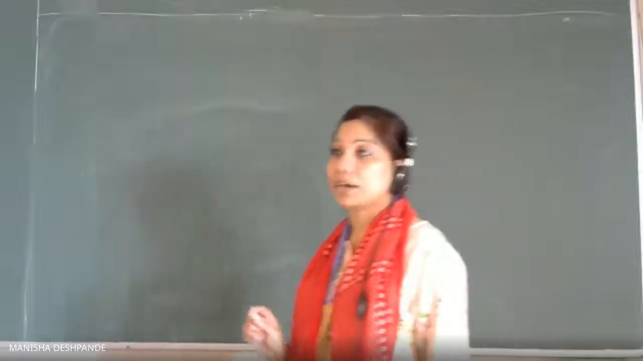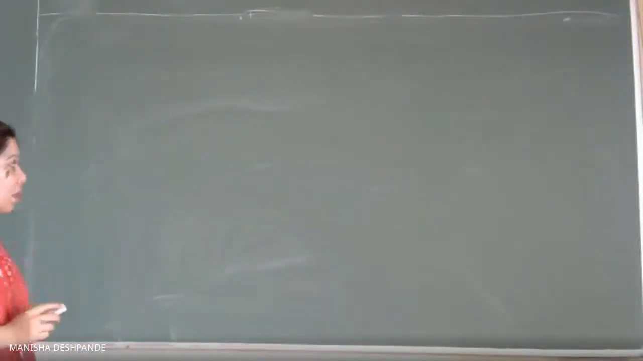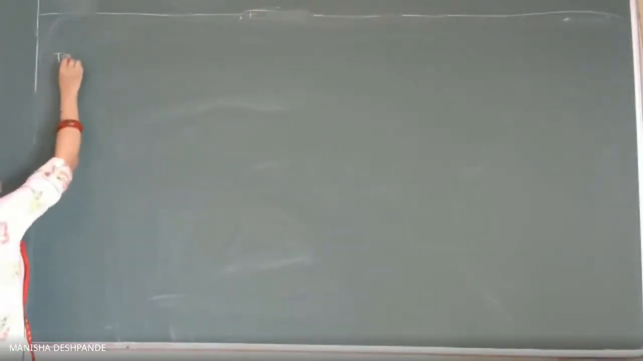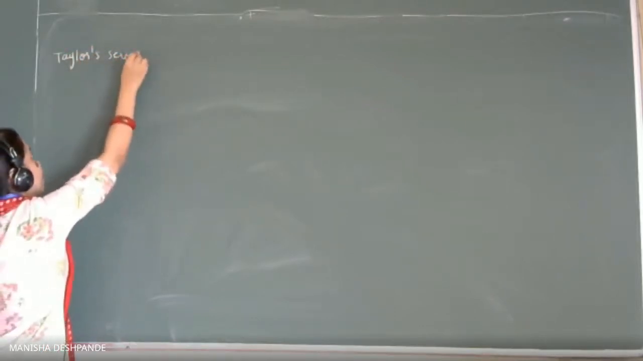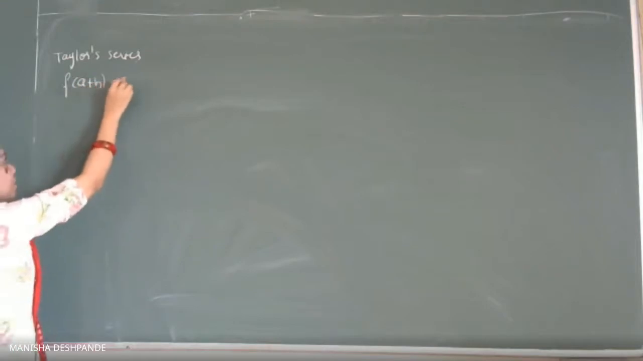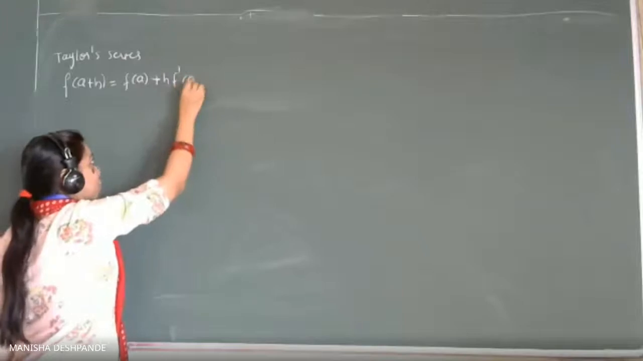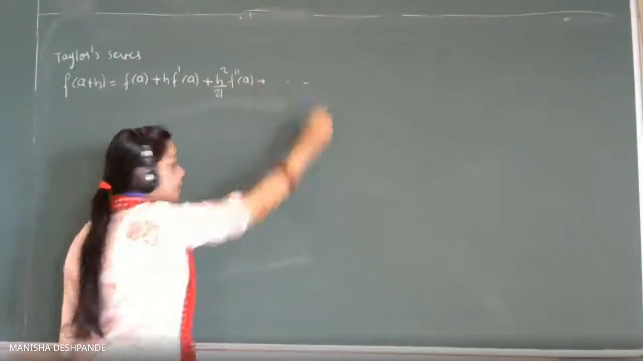And how they are going to be asked in your examination, that also I will tell you. Okay. So what's the first thing? Taylor series basic expansion. f(a + h) = f(a) + h f'(a) + h squared by 2 factorial f''(a) + ... This is your first statement. Okay, Taylor series first statement.